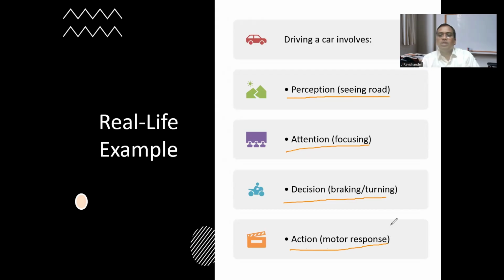How is it involved? First we are giving the input signal, that means we are seeing the road. That is called perception. As well as we are focusing on it and observing things regularly. Then we take some decisions based on what we observe. So this is a real life example of the cognition process.